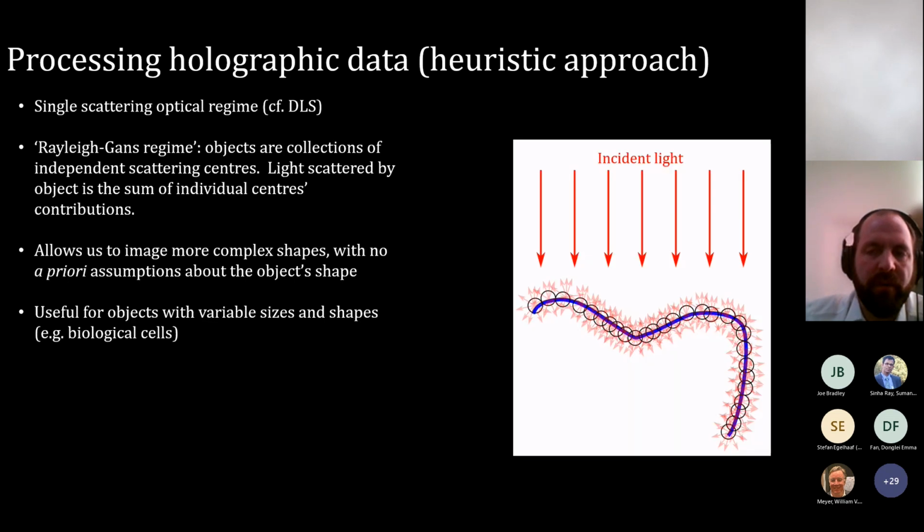We take a slightly different approach in my lab, which is more of a heuristic approach. Biological samples come in lots of different shapes and sizes, and we often don't have an analytical model for what we expect the scattered light to look like.